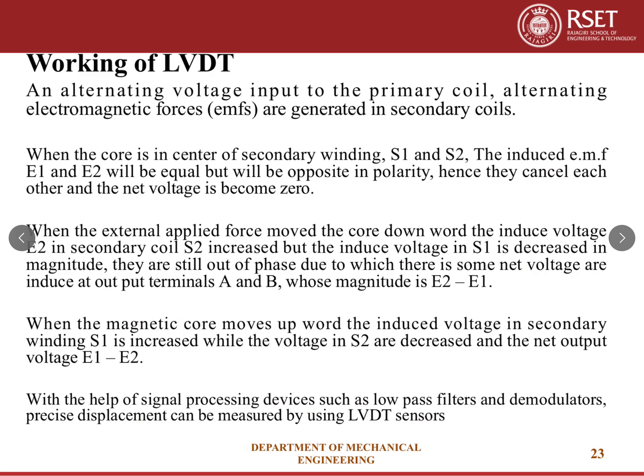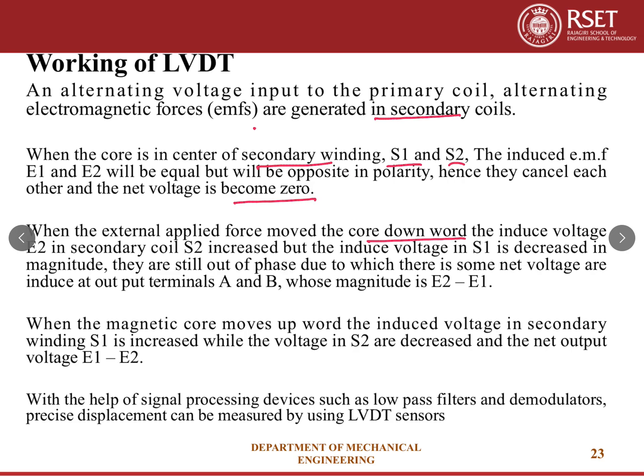With an alternating voltage input to the primary coil, alternating electromotive force (EMF) is generated on the secondary coil. When the core is in the center of the secondary windings S1 and S2, the induced EMF E1 and E2 will be equal. Since the core is at the center, E1 and E2 are equal but opposite in polarity. Hence they cancel each other and the net voltage is 0.